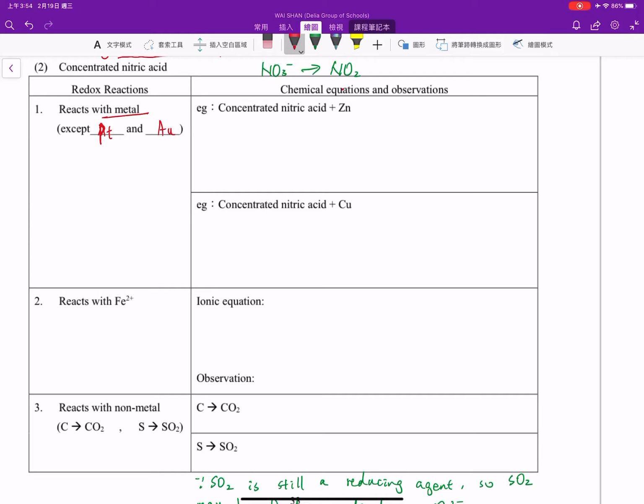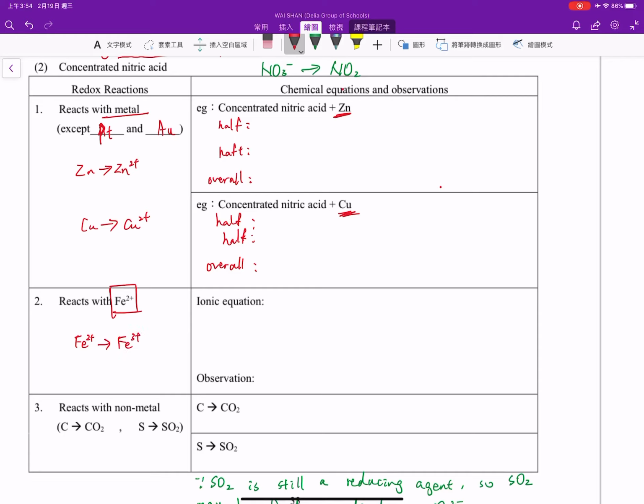Okay, and then it can react with metals like zinc and copper. So zinc will be oxidized to zinc ion. Copper will be oxidized to copper 2 ion. So what you need to do is the half equation here and another half equation here, and then the overall. Same for here, half and overall equation. And then another reaction is with iron 2. Iron 2 will be oxidized to iron 3 ion. Same here.